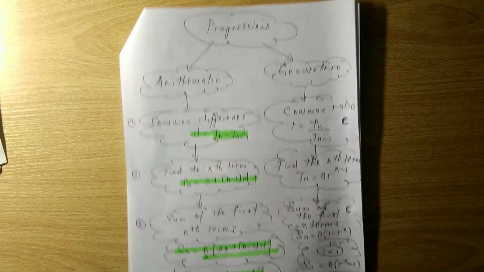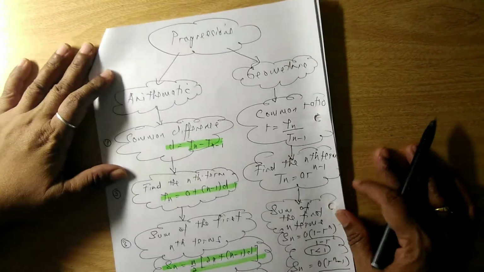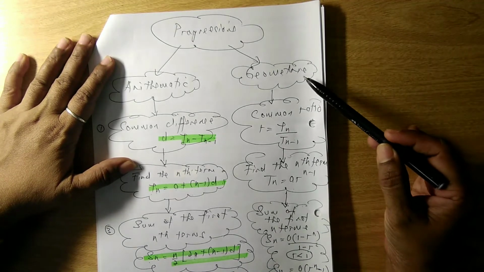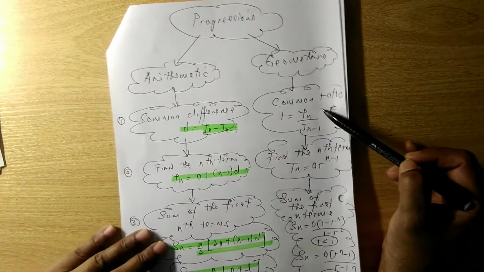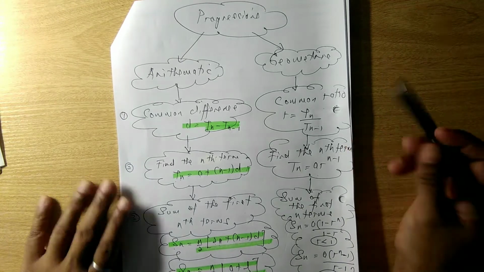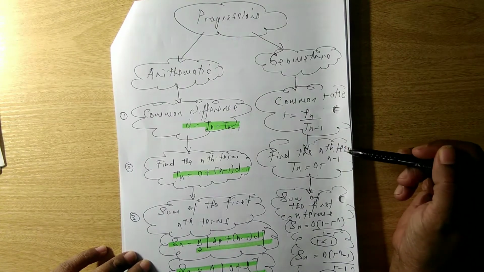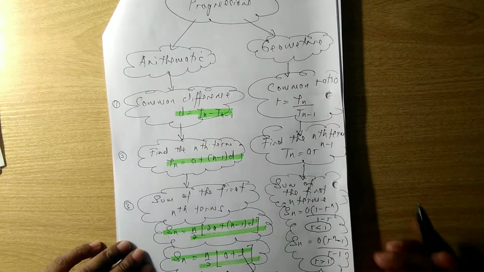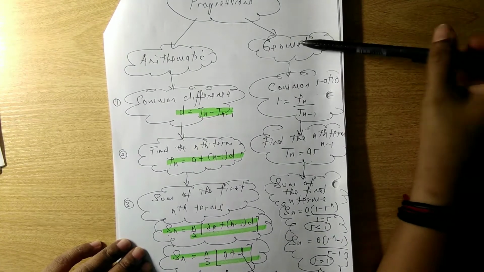Now let's move on to geometric progression. For geometric progression also, you have got three concepts. One is to find the common ratio, as I mentioned earlier. The second is to find the term that the question wants, the nth term. And the third concept is to find the sum of the first n terms. Alright, now we will start with this.